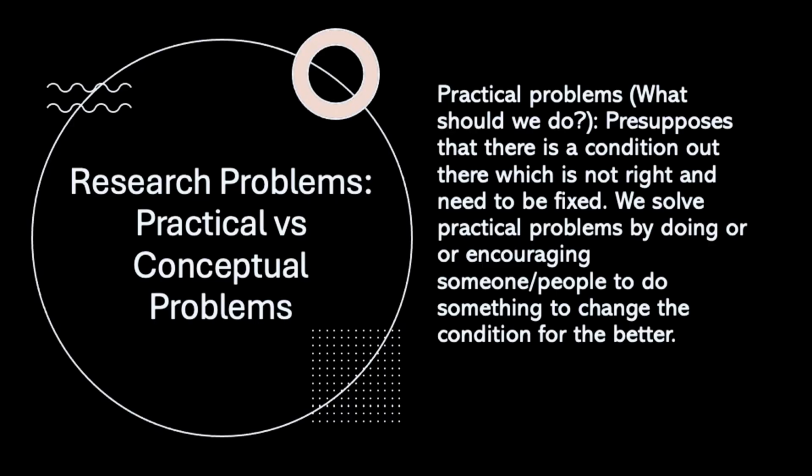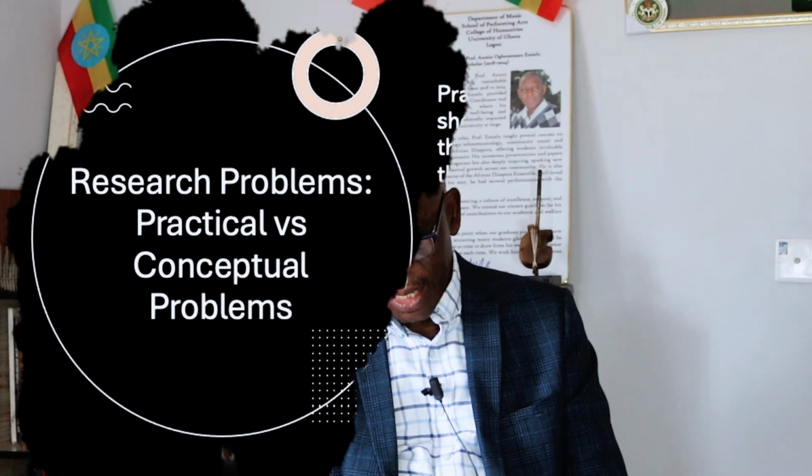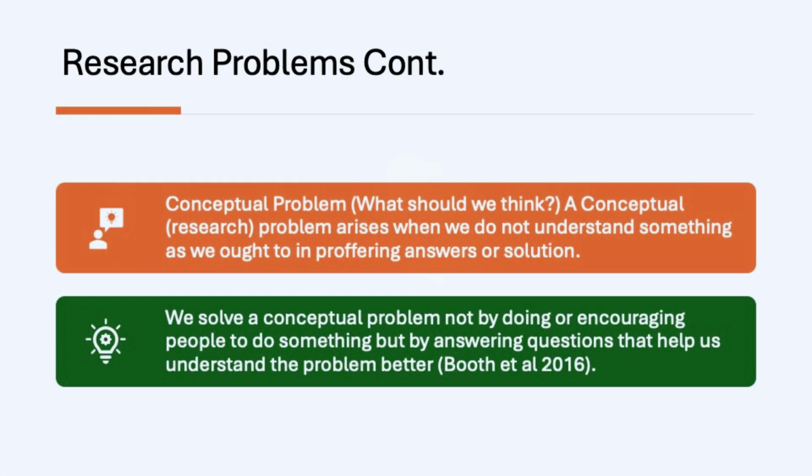Practical problems are about what we should do. It presupposes that there's a condition that is not right and needs to be fixed. We solve practical problems by encouraging people to do something about it. Then there is the conceptual problem, which is what we deal with in academic research. In other words, what should we think about this problem? A conceptual problem arises when we do not understand something as we ought to. According to Booth et al. in 2016, we solve a conceptual problem not by doing or encouraging people to do something, but by answering questions that help us understand the problem better.